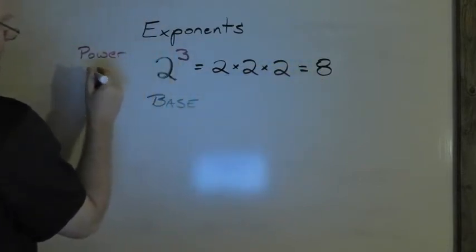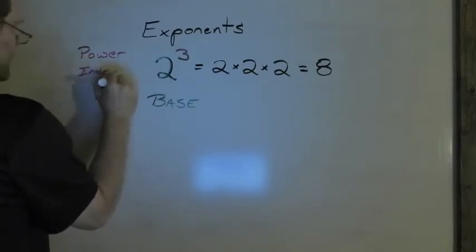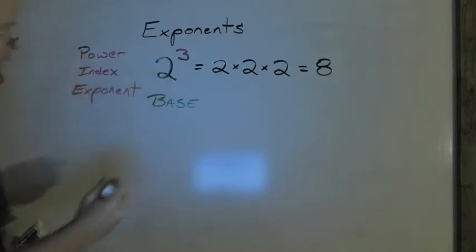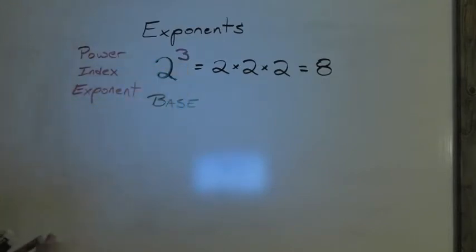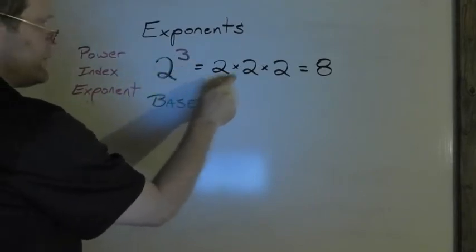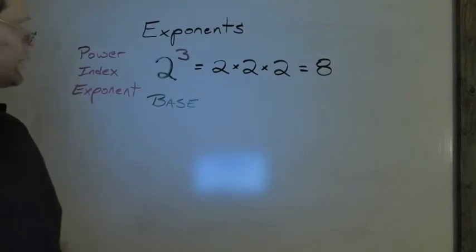Sometimes you'll see this called an index. Sometimes you guys will see that called an exponent. You can call it a power, you can call it an index, you can call it an exponent. They're all going to get you to the same place. 2 to the third power is equal to 2 times 2 times 2 is equal to 8. Pretty easy to work with.